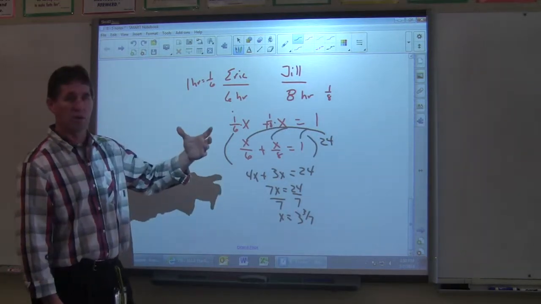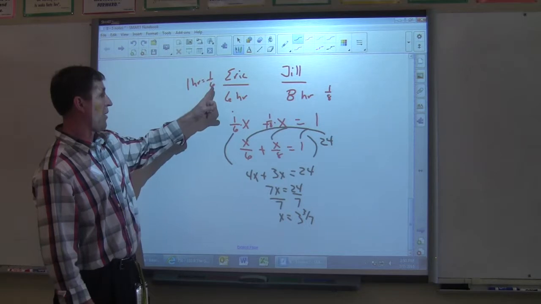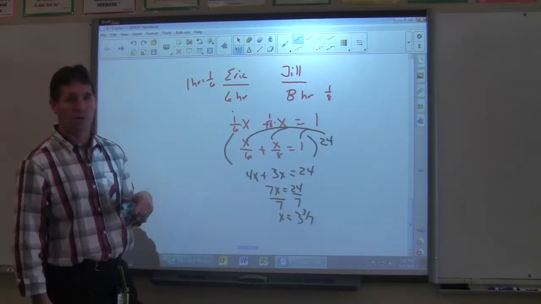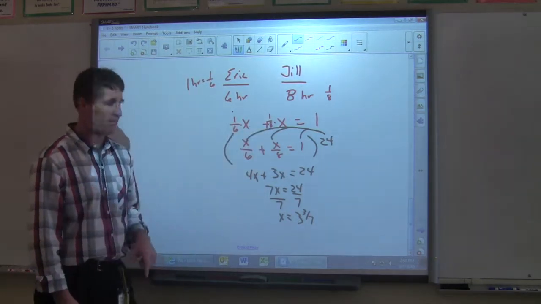When you do these work problems, you have to figure out their rate per hour times how long they're working. In this case, we didn't know how long they were working.